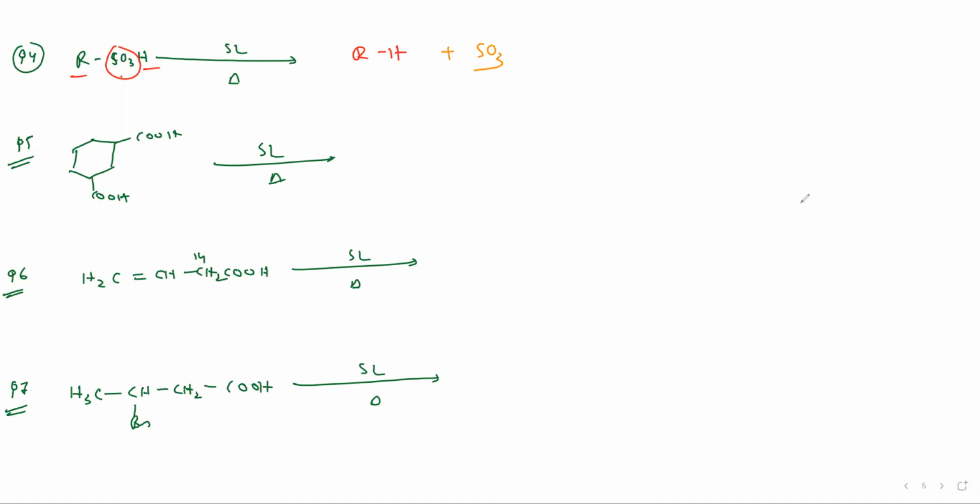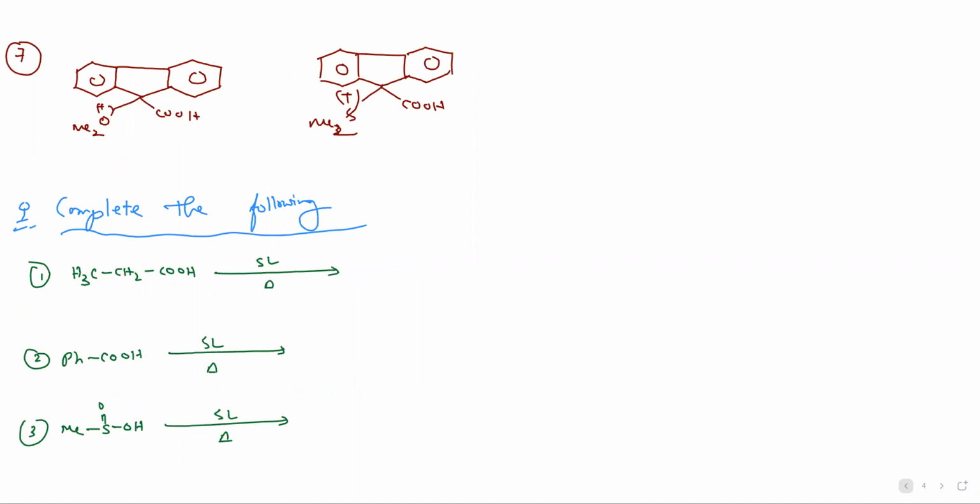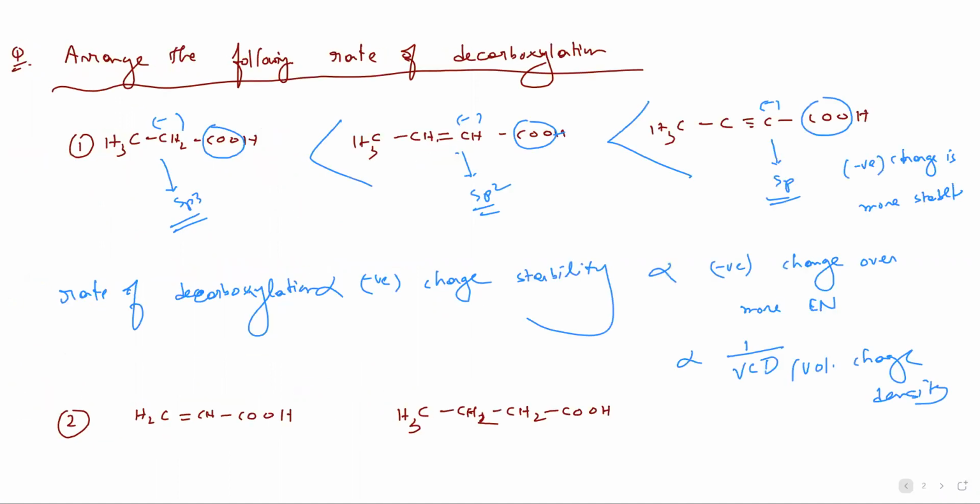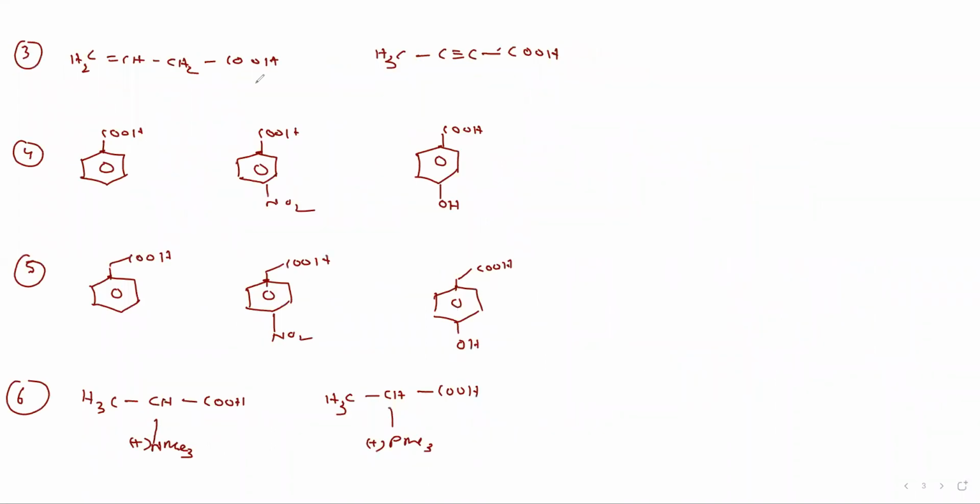Done. All the stuff completed. Look, how can you solve? First of all, you have to check the negative charge stability. In this case, which negative charge is more stable? Definitely after removal of COOH, negative charge present over here, negative charge present over here. So definitely this one is the most stable. That's why this is the rate of decarboxylation order.